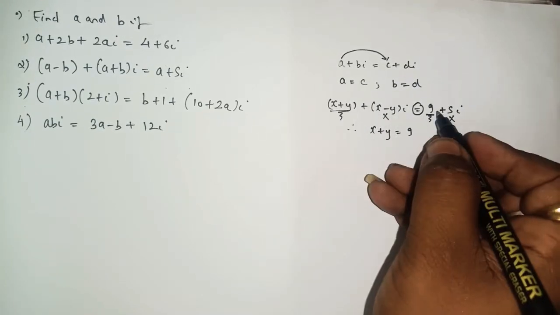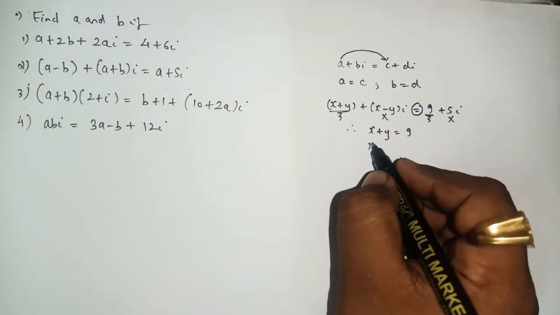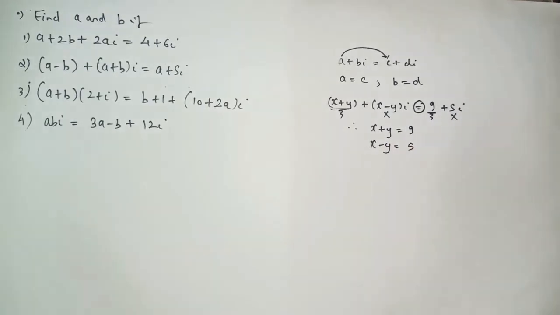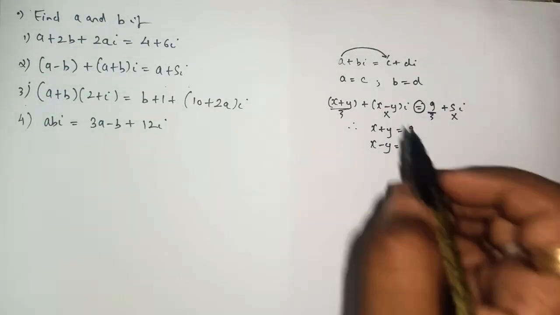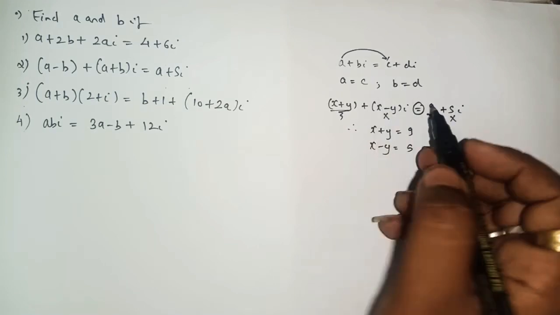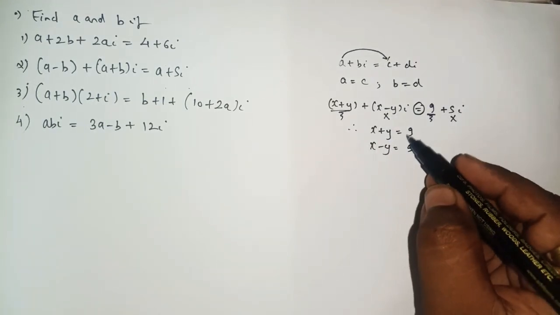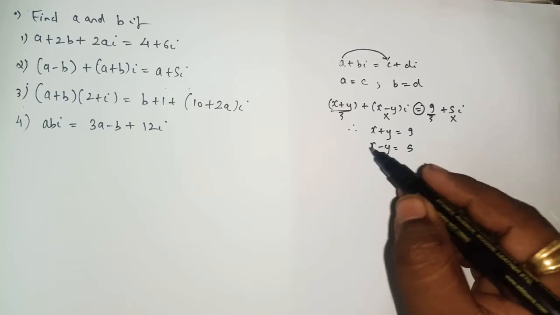So in the next step, x plus y will be equal to what? 9, as these are without i, and x minus y will be equal to what? 5, as both of these sections are with i. As you compare, you will get some equation type sum. As clearly we can see, these two look like what? A linear equation in two variables.